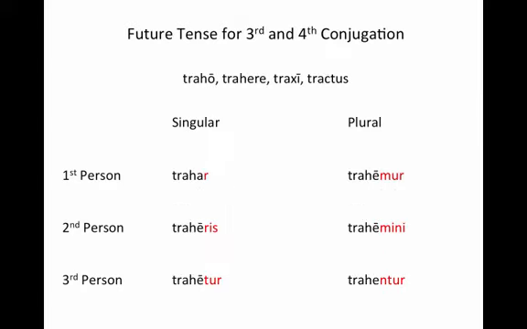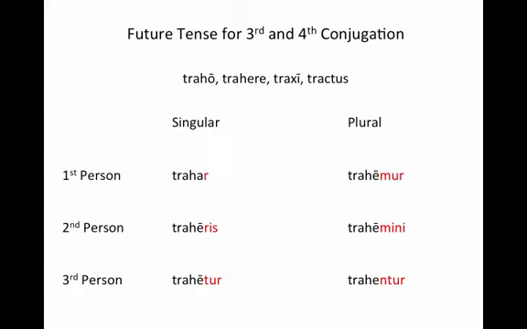However, when we look at the third and fourth conjugation, we're still going to use those endings that look very similar to the present, ar, ris, tur, mur, mini, entur. However, the vowels that precede these endings are different than the vowels that precede the endings for the present tense of the third and fourth conjugation verbs, and only slightly, especially for the second person singular, where the only difference is a short E and a long E. So be very careful with this.